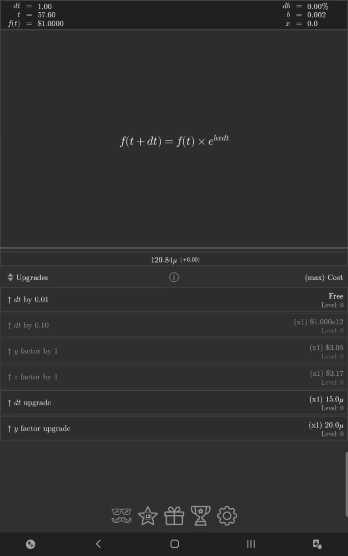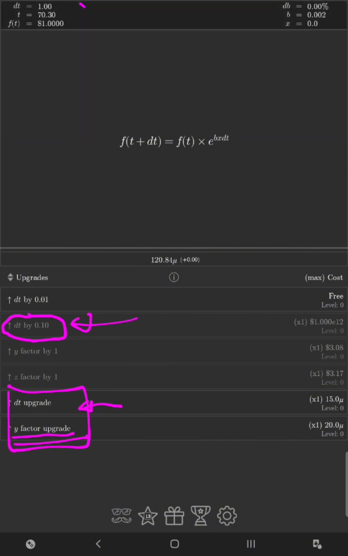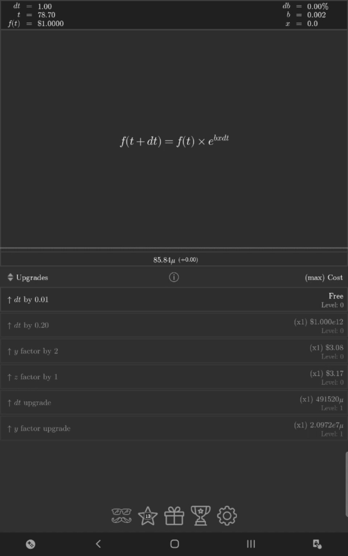And here we can see we have 2 new upgrades. The first one is DT upgrades, which will furthermore increase the effectiveness of this upgrade. And there's the Y factor upgrade, which will furthermore increase the effectiveness of this upgrade. So we're just gonna buy both of them. Yeah, as you can see, after we bought both of them, the price actually increased by a lot.